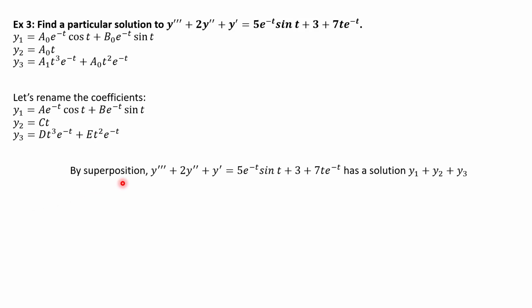And then by our superposition principle, the solution to our third order differential equation that equaled this combination of these 3 non-homogeneous terms has a solution that's y1 plus y2 plus y3. So it equals y, which is all of the combination of our 3 answers here. Okay, so that's our method of undetermined coefficients revisited, and our introduction and use of our superposition principle.